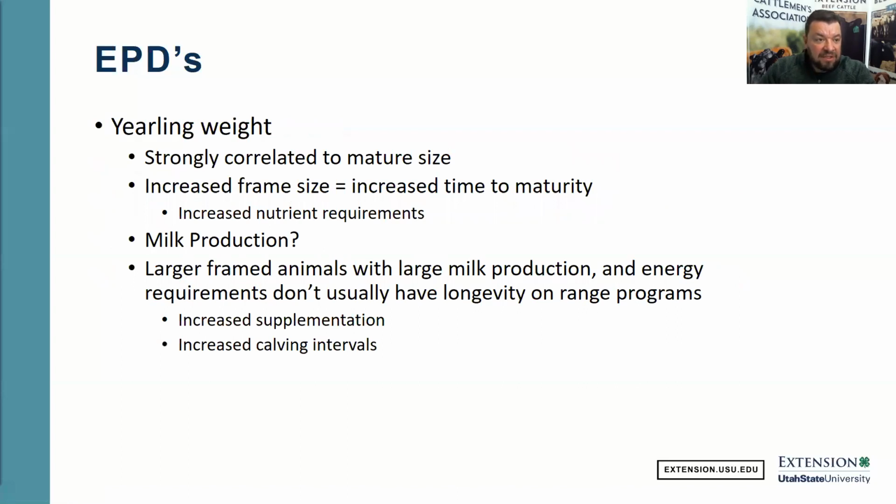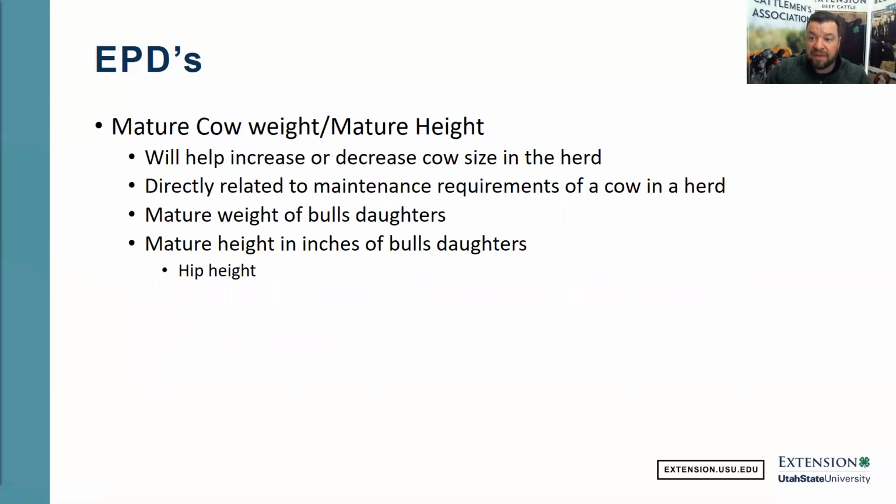Now, yearling weight is also strongly correlated to mature size. Increased frame size equals increased time to maturity. They've got to fill out that frame faster. It also means increased nutrient demand. The other thing that we've seen as we've increased frame size is there's a strong correlation with increased milk production. So now you have longer time to puberty and higher nutrient demand during lactation. Larger framed animals with this high milk production and energy requirements typically don't live very long or have longevity on our range programs. We have to increase supplementation. You have increased calving intervals. Typically, they tend to fluctuate more with their body condition scores as well.